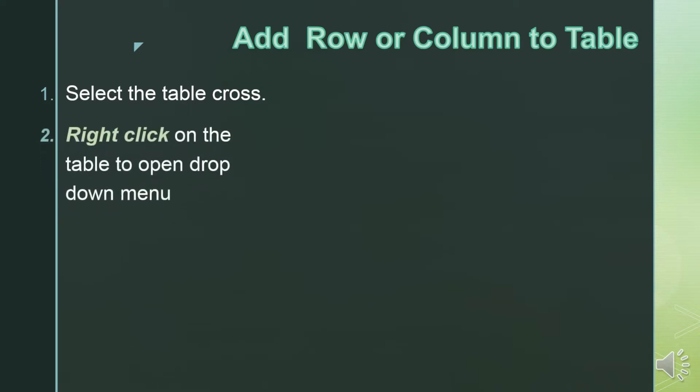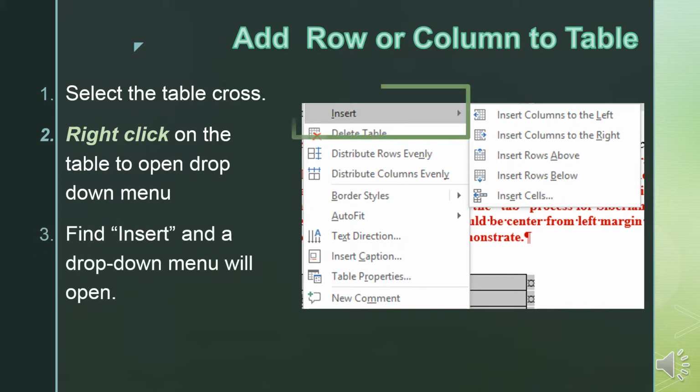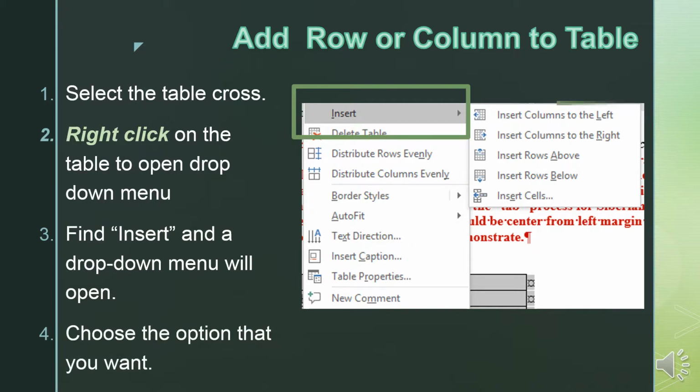Adding rows or columns to a table. Select the table cross. Right-click on the table to open the drop-down menu. Find Insert, and a drop-down menu will open to the right. Choose the option that you want for inserting rows or columns.